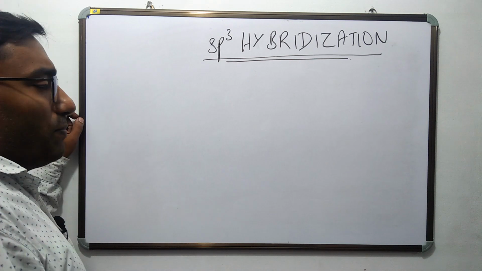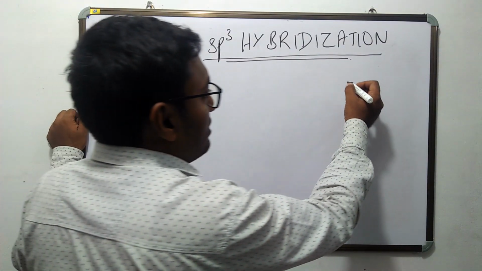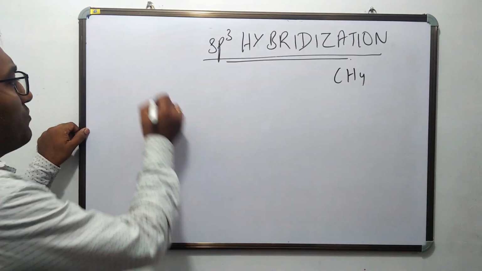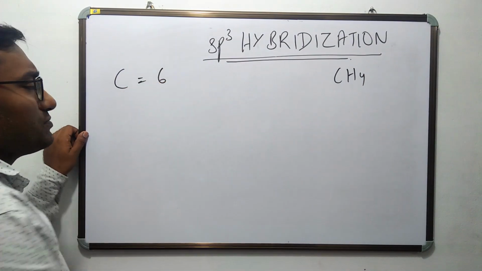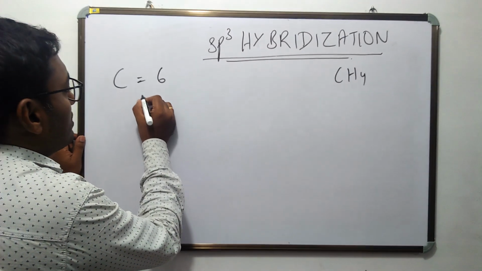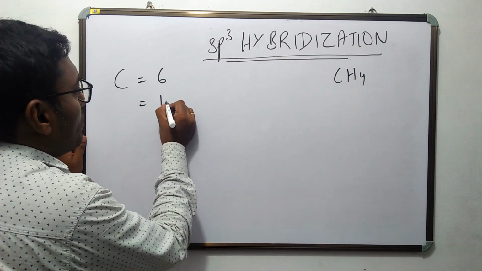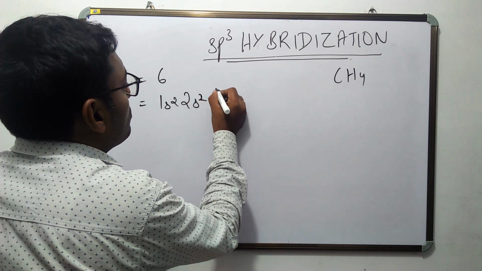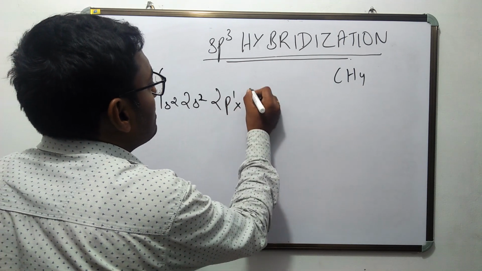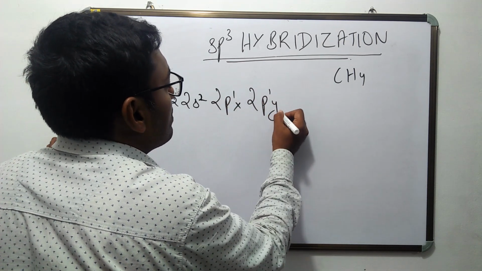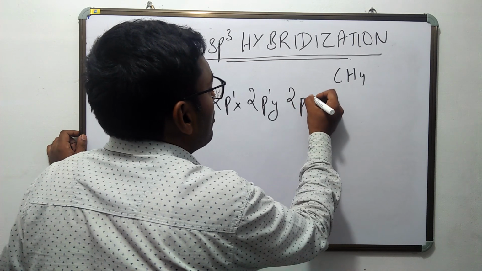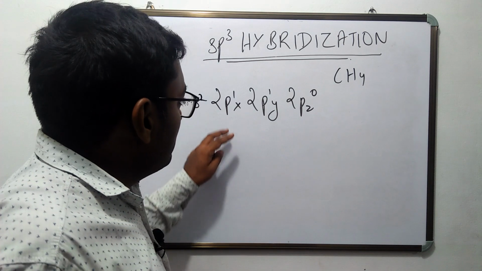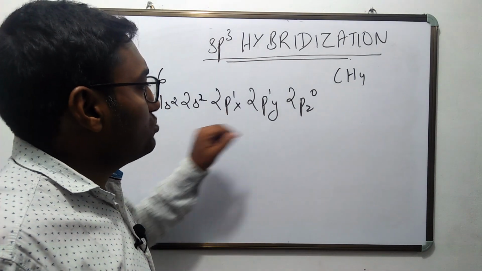sp3 hybridization. What is the smallest alkane? Yes, methane. The atomic number of carbon is 6. The electronic configuration of this carbon is 1s2, 2s2, 2p1x, 2p1y and 2pz0.